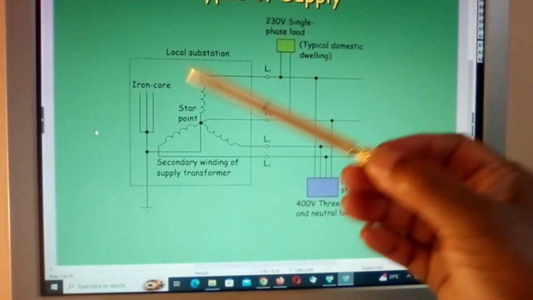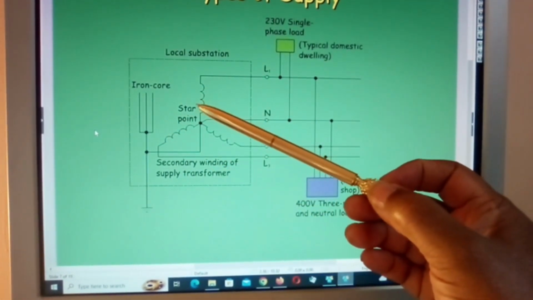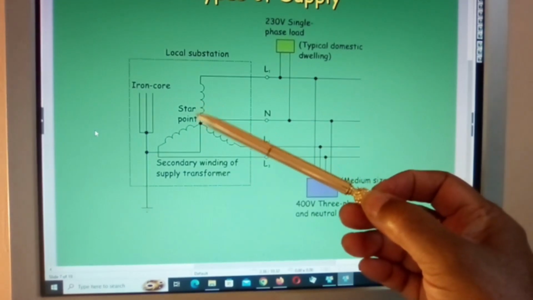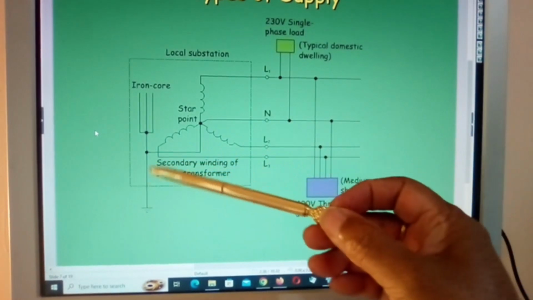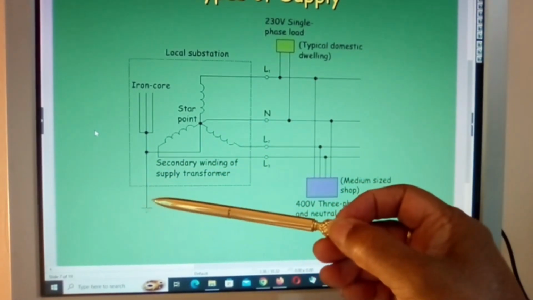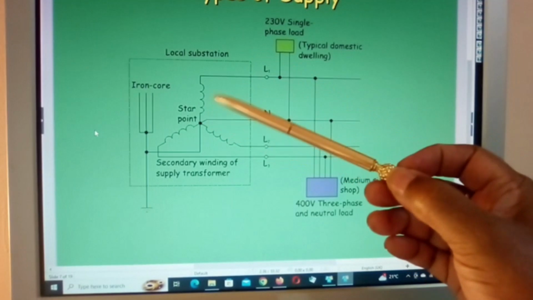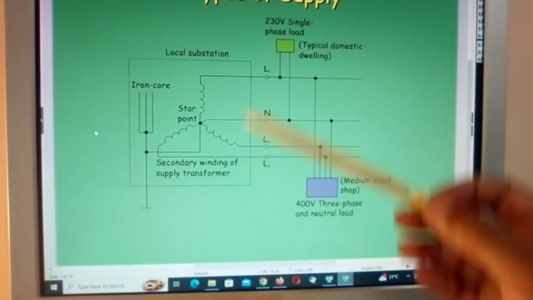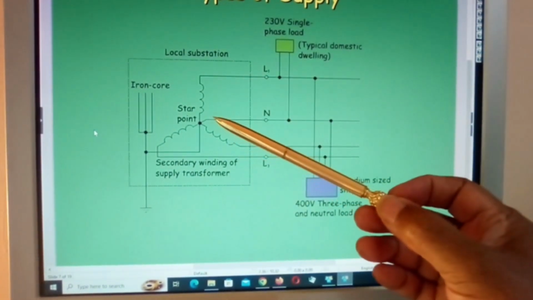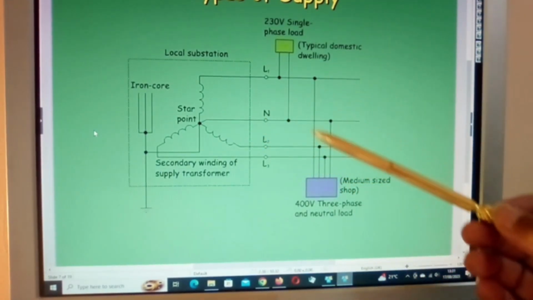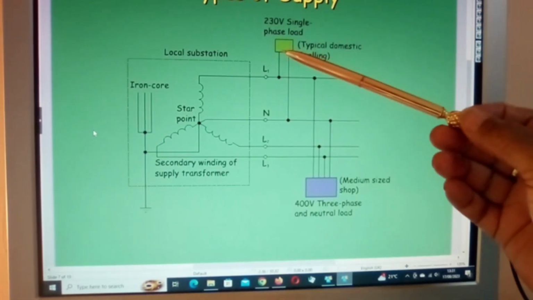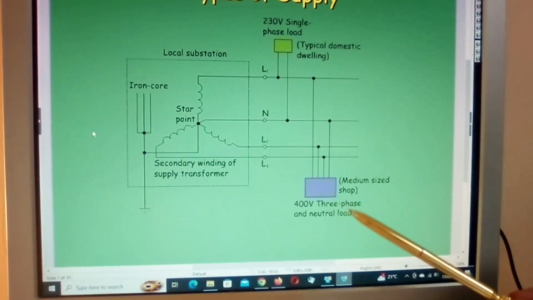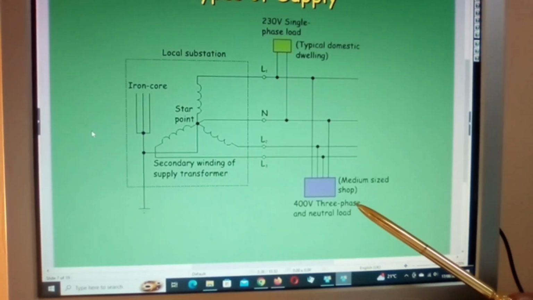Types of supply. Here we have a star transformer, local substation. Your grounding is down to ground, iron core is center, goes to earth, and you then have your 1, 2, 3 phases plus neutral point, and this is how they are fed. Consumer units, or I should say domestic dwelling, and industrial area dwelling.